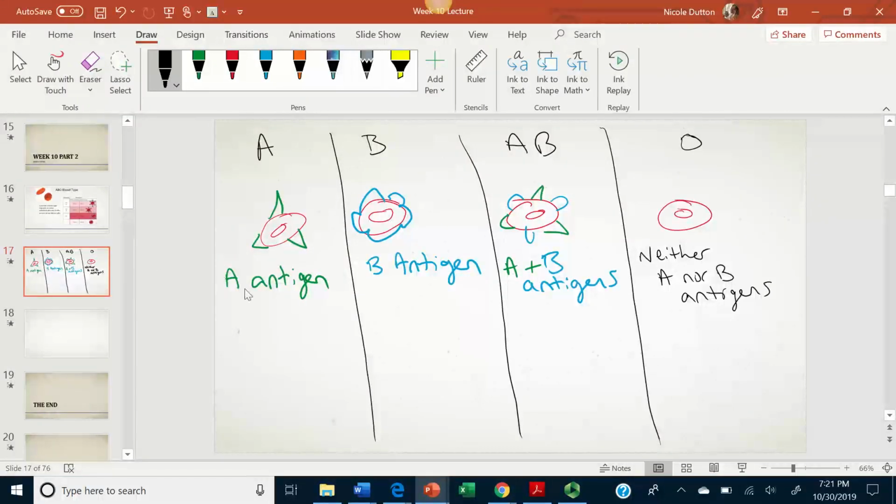So, a patient that has blood type A automatically at birth produces B antibodies. So what that means is that if you have blood type A, you have that A antigen on the surface of your red blood cells. You never want to see the B antigen. So at birth, you produce B antibodies.